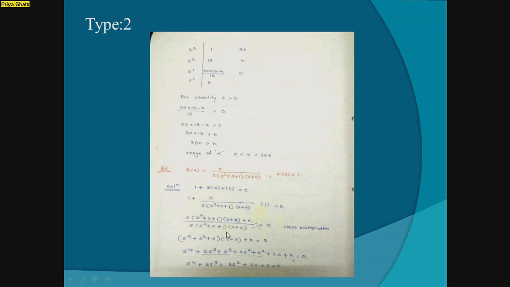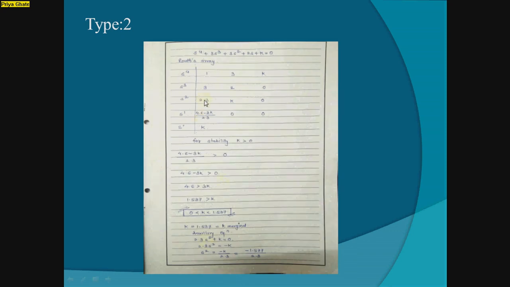Then we have this term. When we cross multiply that term, we have s cube plus s square plus s, in another bracket s plus 2, plus k is equal to 0. Now by solving these two brackets, we have the term s raised to 4 plus 3s cube plus 3s square plus 2s plus k is equal to 0.